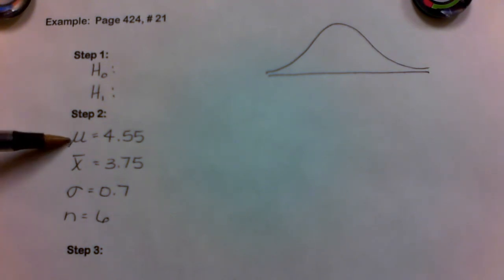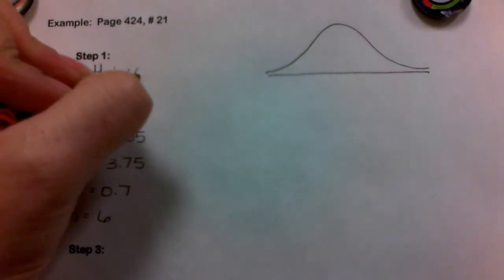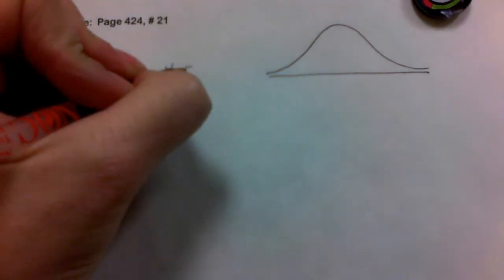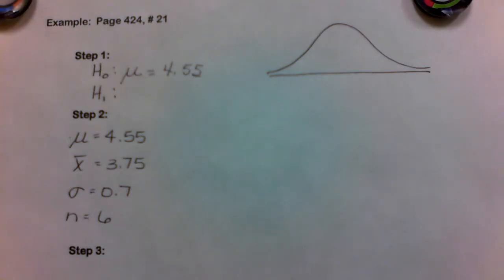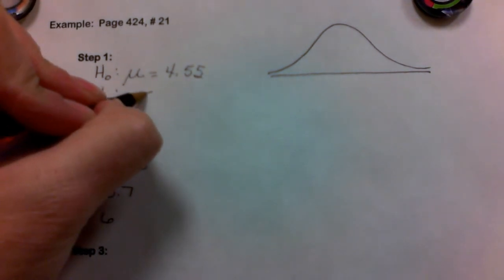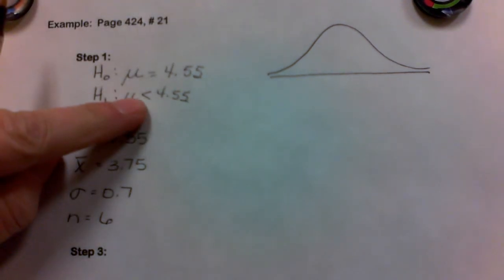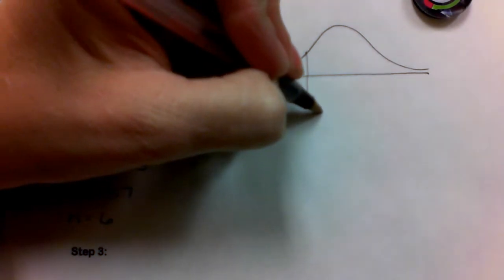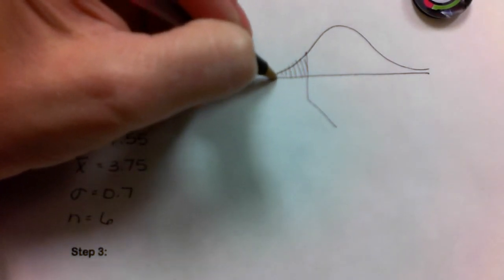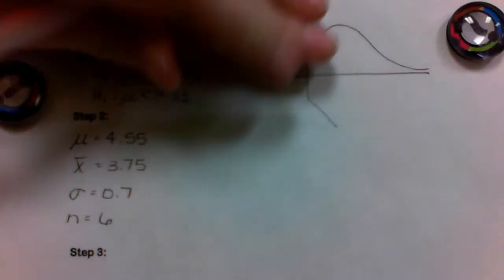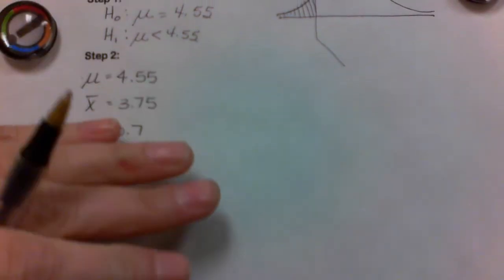So right there, they tell us mu, so I know the null is mu equals 4.55 grams. Then that very last question will allow me to find out what my alternate needs to be. Do the data indicate that the mean weight of these birds in this part of the Grand Canyon is less than? So in this case, mu is less than 4.55 is what we're trying to prove. Now, as soon as I see that this is less than, I know I have a left-tailed test.